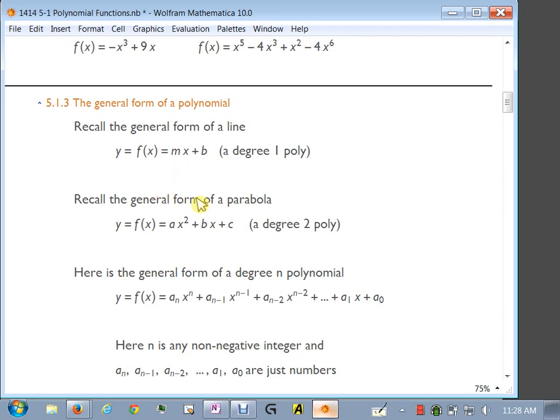And then when we got to parabolas or quadratic functions, I told you there were two forms, but one of them, the expanded form, was this one: y equals ax squared plus bx plus c. Remember that? We said the a, the b, and the c were just some numbers. So this is a degree 2 polynomial. Do you all agree with that? Every parabola is a degree 2 polynomial. What's the leading coefficient of a parabola? The a.